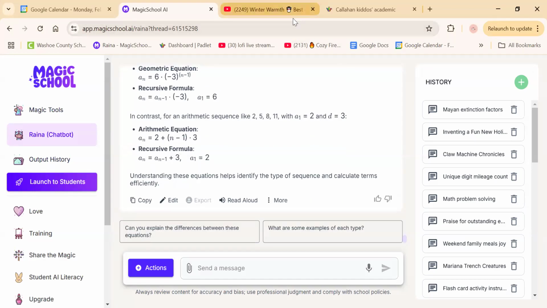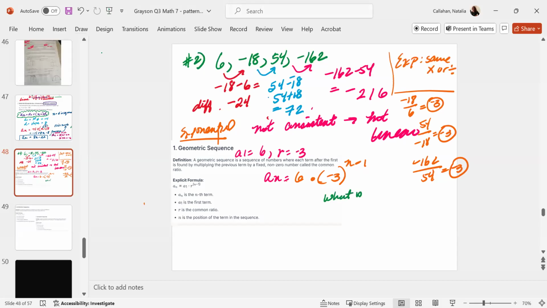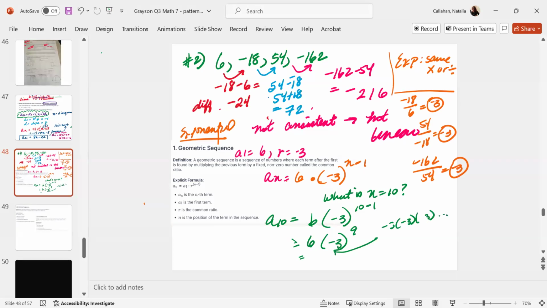So then, if I were to go, okay, well, what is my next term? Like, what is the 10th term? What number is it when n equals 10, right? You put A of 10 equals 6 times -3 to the 10 minus 1. This is going to take a little bit long because you have 6 times -3 to the 9th power, right? Well, the reason why this is going to take a long time is because this part right here is -3 times -3 times -3, and so on. You're going to do it 9 times. Do you understand? So it's going to take a while.